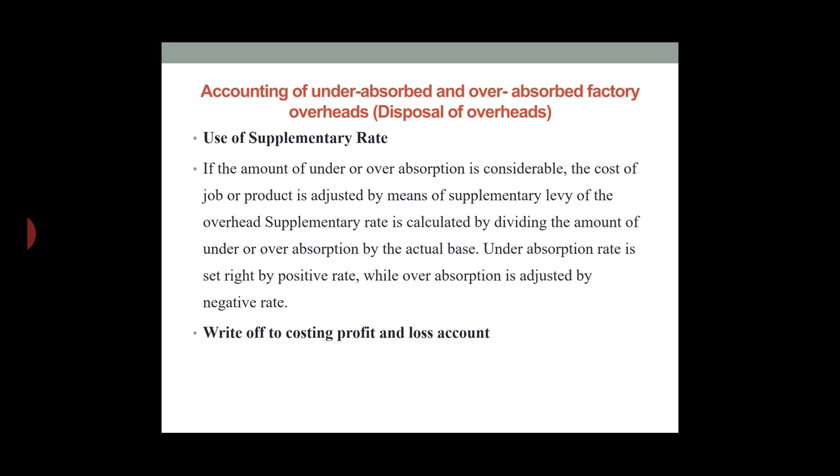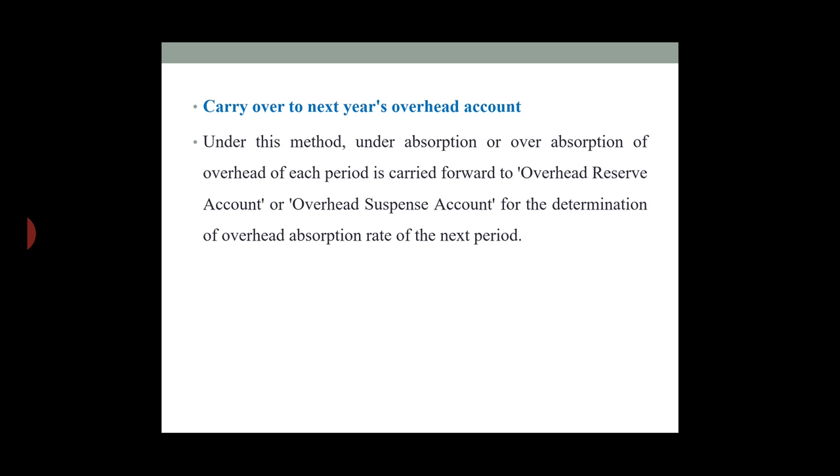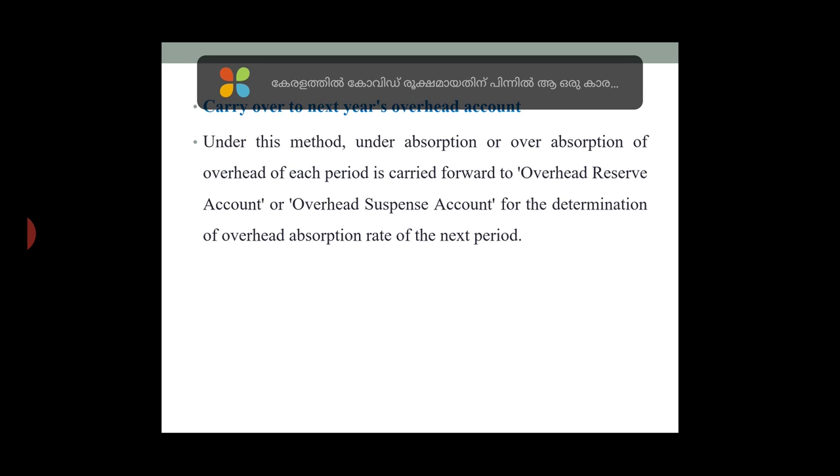Then write off to costing profit and loss account. If the amount of under absorption or over absorption of overhead is small, it may be written off to costing profit and loss account. Then carry over to the next year's overhead account. Under this method, under absorption or over absorption of overhead of each period is carried forward to overhead reserve account or overhead suspense account for the determination of overhead absorption rate of the next period.